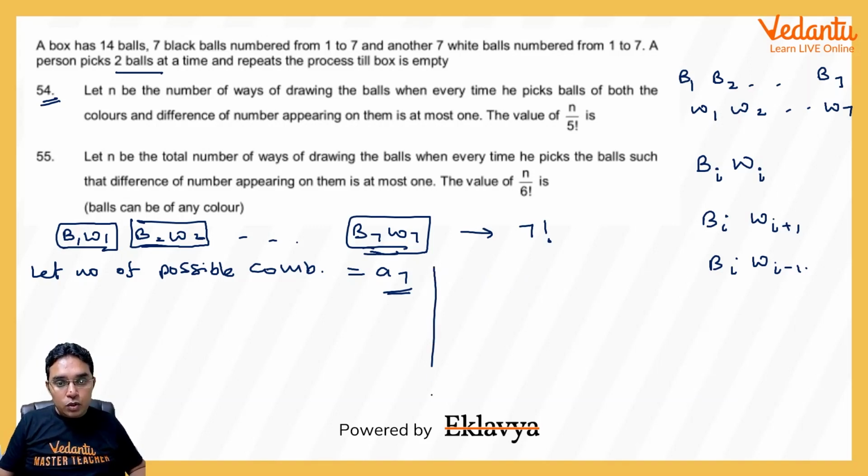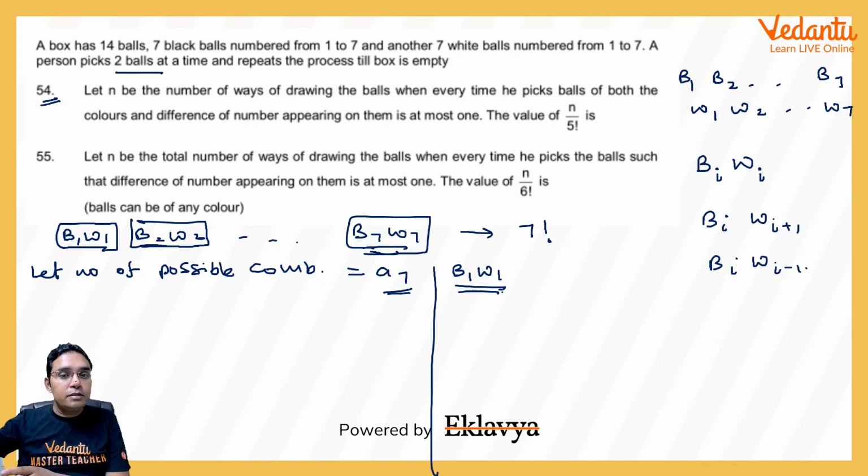Now there are, I think, 2 scenarios for B1. Please see what those are. B1 will either go with W1. Then I am sure you will understand this question after B1 is combined with W1. Now you will be left with 6 black balls B2, B3, B4, B5, B6, B7 and 6 white balls W2, W3 and so on. So if B1 and W1 are combined together, then the remaining 6 black balls can be combined with 6 white balls in A6 ways.